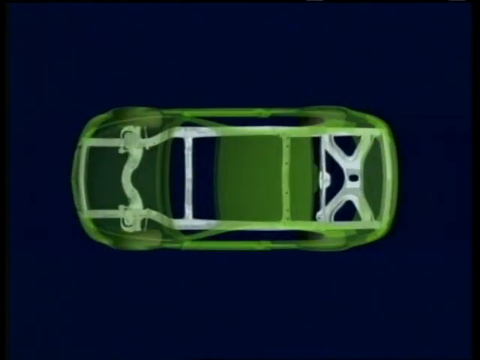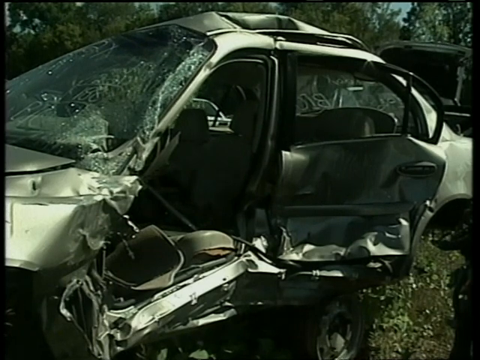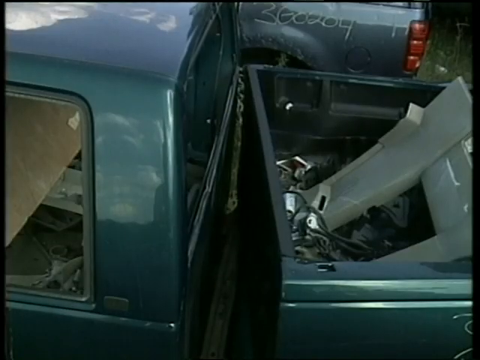All three frame types can receive 5 kinds of damage. Side sway damage occurs from side impacts. It often causes side bending of the frame or unibody. Side sway can be recognized by buckles on the impact side and a gap on the opposite side.